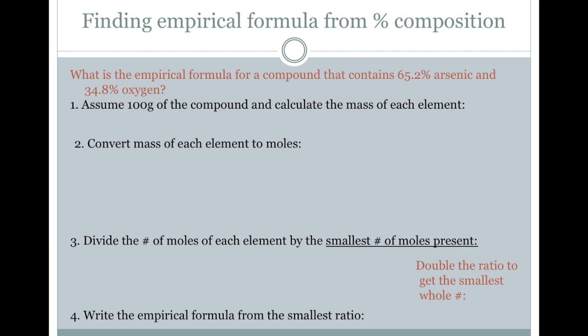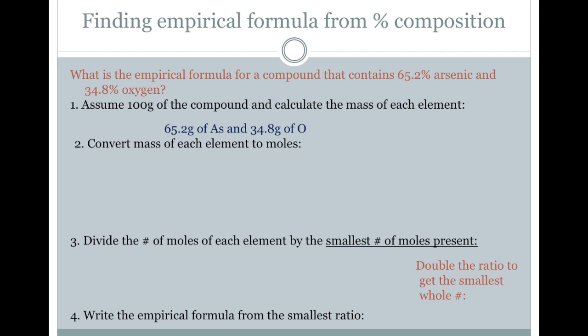Okay, let's do another example. This time we're looking at a compound that contains 65.2% arsenic and 34.8% oxygen, and we want to know the empirical formula for this compound. Again, we're going to assume 100 grams because that's the easiest thing to do, and then we'll calculate the mass of each element. So we've got 65.2 grams of arsenic and 34.8 grams of oxygen.